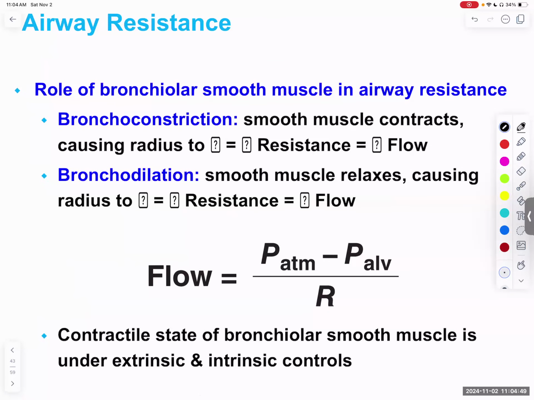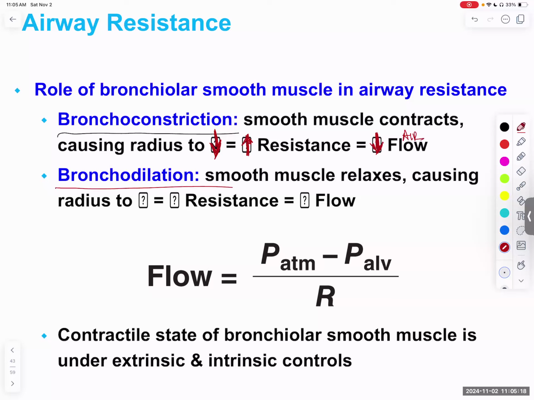So the smooth muscle of the bronchioles, if it constricts, which is bronchoconstriction, the smooth muscle is going to contract and it's going to, I'll do it in red so you can see it, decrease the radius, which is going to increase the resistance to airflow. And if you're increasing the resistance to flow, you're going to decrease flow.